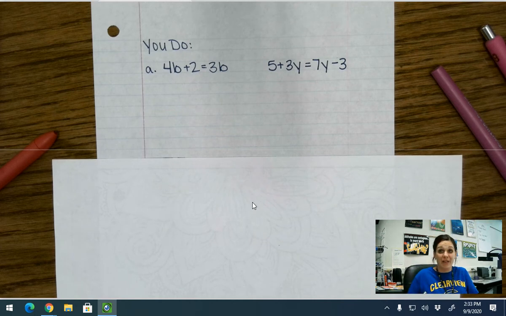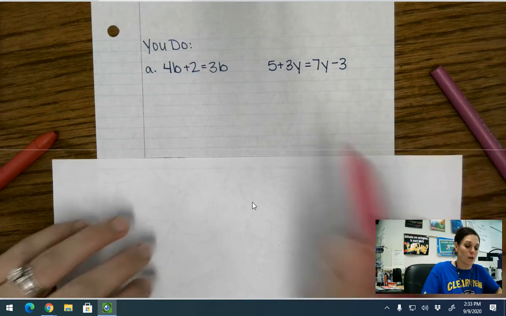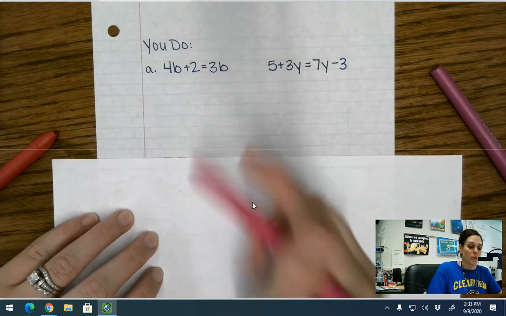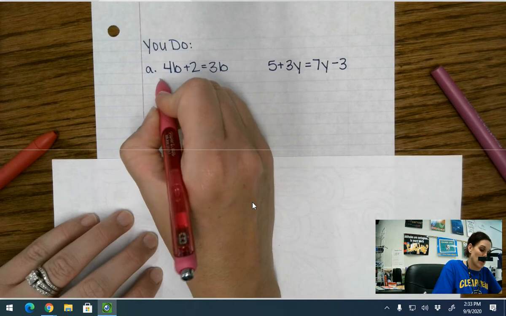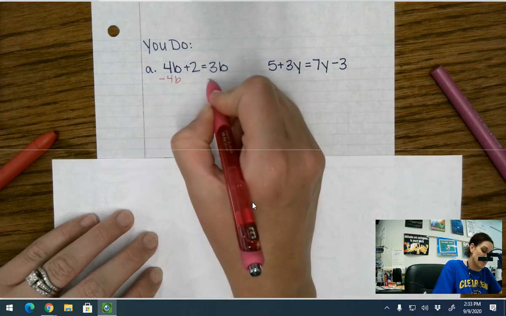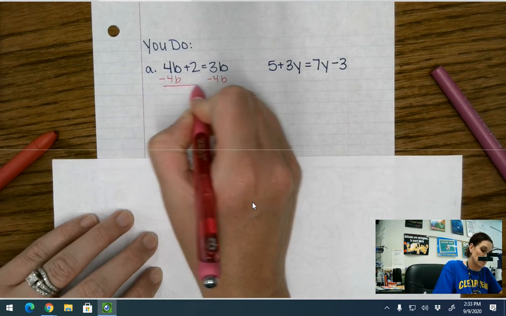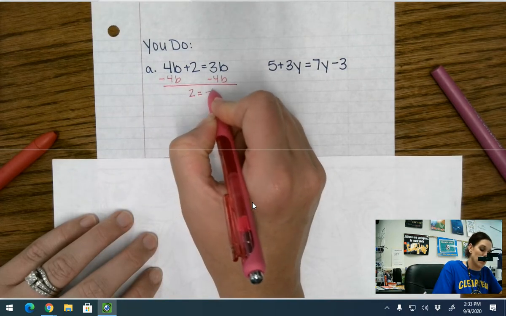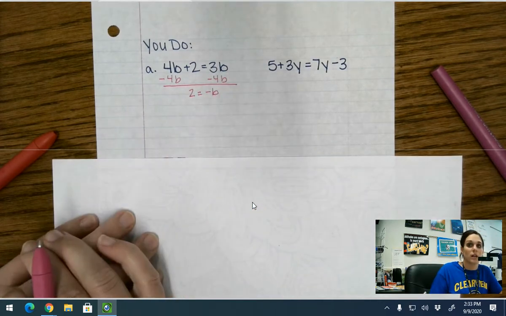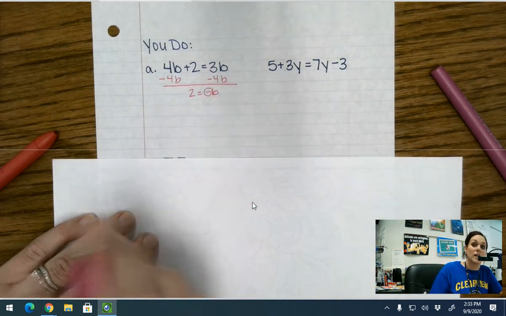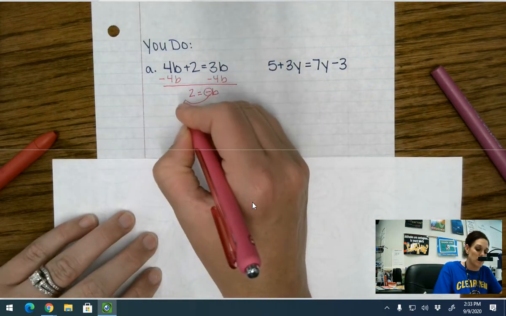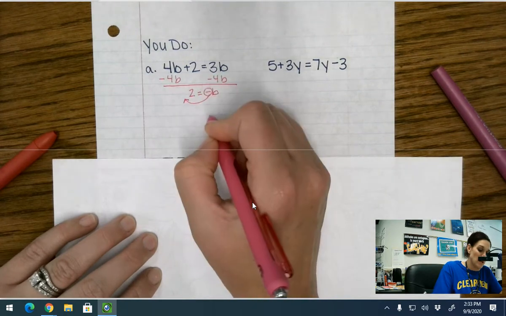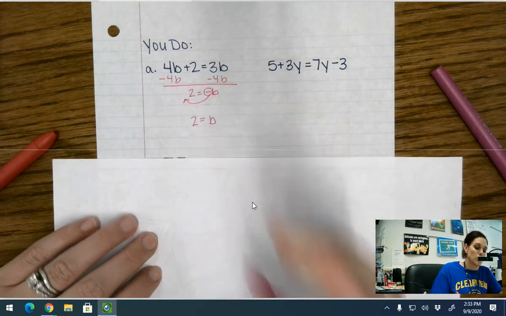All right, so now that you have recorded your answers, let's see if you're right. Let's take a look. So this first one, 3b has already claimed its side. So we're going to subtract 4b from both sides. That leaves us with 2 equals a negative b. And just like in our other instance, this negative has to go away, so we're going to put him onto the other side. So b would have equaled 2.